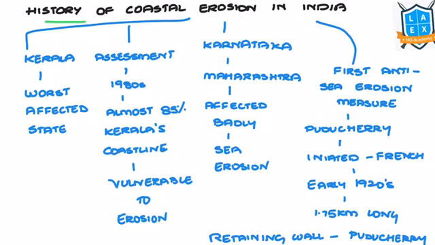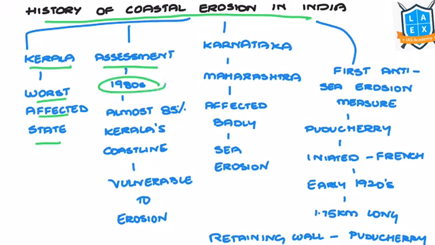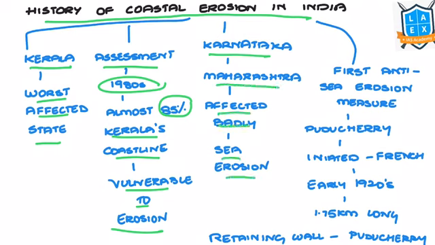Let us have a look at the history of coastal erosion in India. Kerala is the worst affected state by coastal erosion in India. An assessment made in the late 1980s indicated that almost 85% of Kerala's coastline is vulnerable to erosion. Even Karnataka and Maharashtra are also affected badly by sea erosion. The problem in other states was found to be in patches or coastal pockets, depending on various factors.